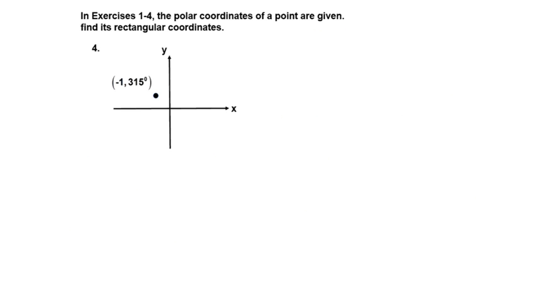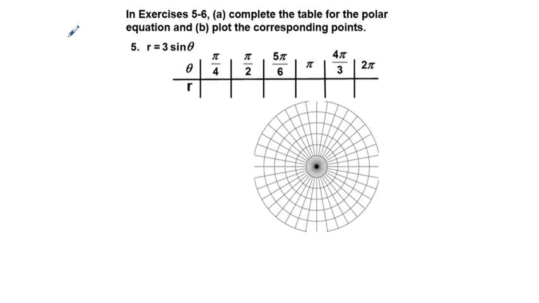Let's go on to the next odd number, problem 5. In exercise 5-6, complete the table for the polar equation, and B, plot the corresponding points. So we have a little piece of polar graph paper here. We'll explain what that's all about, but we have this equation here, r equals 3 sine theta.